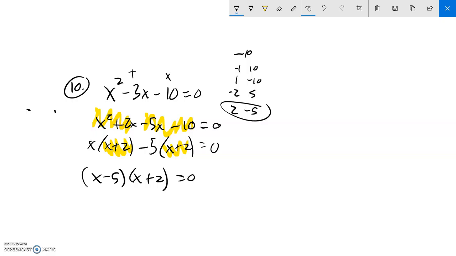And now these two things multiplied together give me 0. So that means either this equals 0 or this equals 0. So if I add 5 to both sides, x is 5. If I subtract 2 from both sides, it's negative 2.